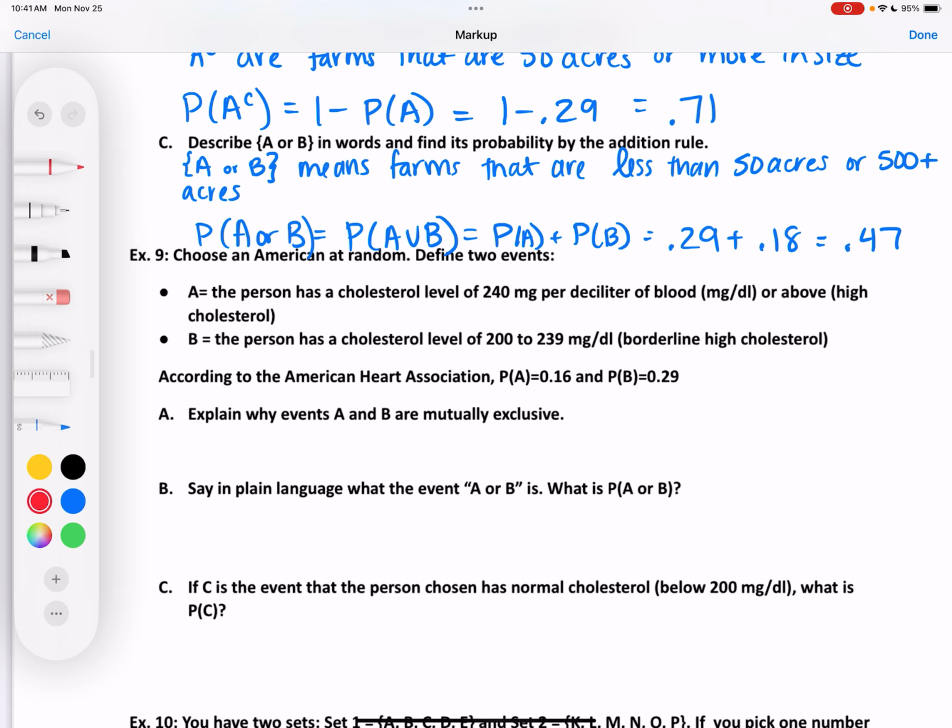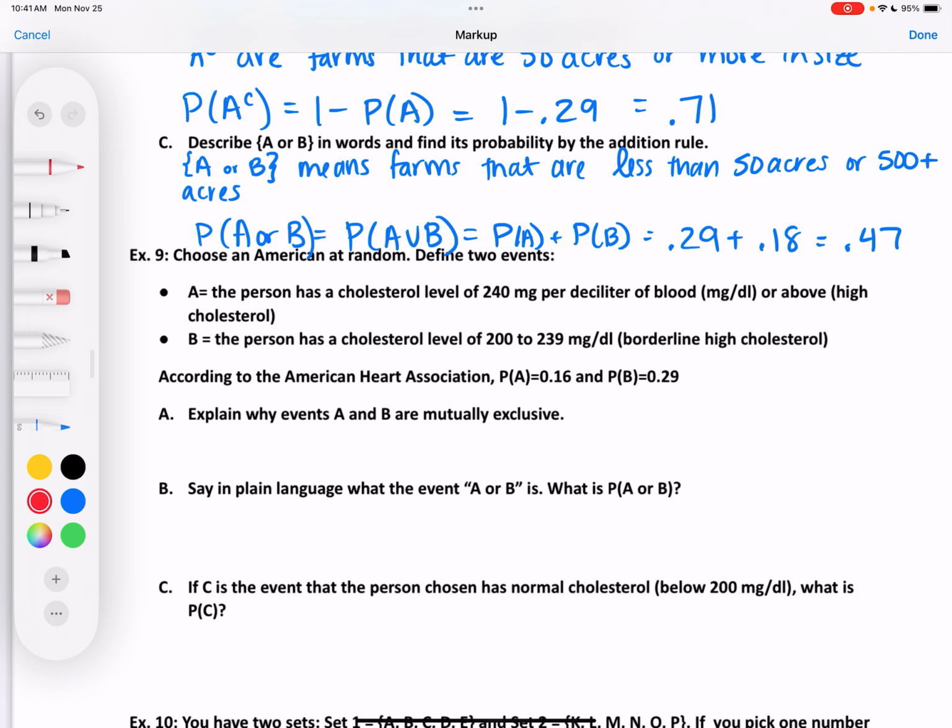All right. Choose an American at random. Define two events. A is that the person has a cholesterol level of 240 milligrams per deciliter of blood or above, which is high cholesterol. Or B is the person has a cholesterol level of 200 to 239 milligrams per deciliter, which is borderline high cholesterol. According to the American Heart Association, the probability of A is 0.16 and the probability of B is 0.29. So basically, a lot more people are borderline than are actually high. So explain why events A and B are mutually exclusive.